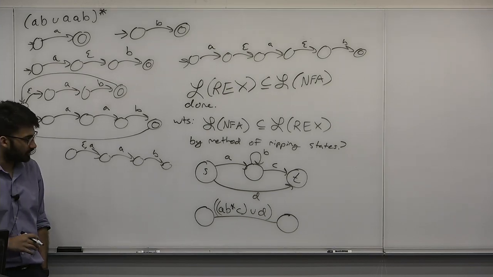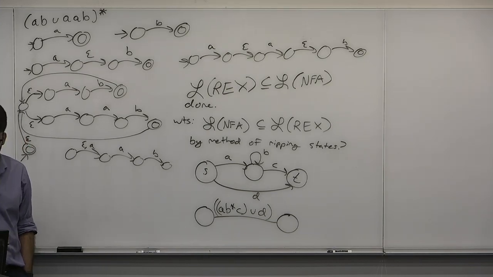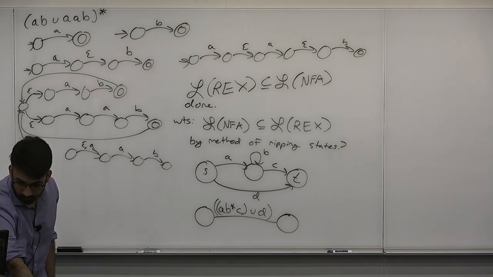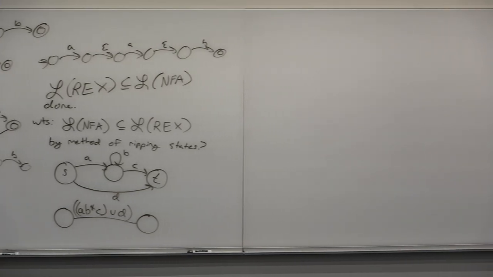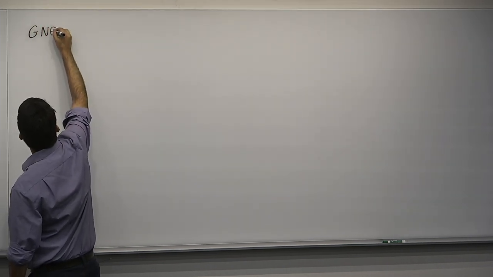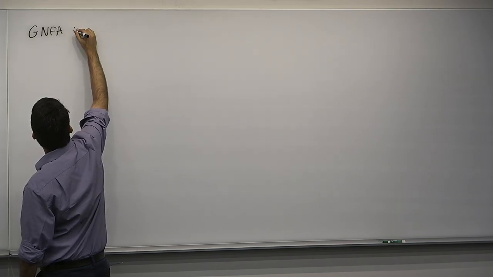He does a little proof of correctness. We'll elaborate on this one in a second. And this method is also nicer than the historic and classic proof by induction, because it gives you a method to convert an NFA into a regular expression rather than just proving that they're the same. So basically what he does is he defines a GNFA, a generalized NFA.